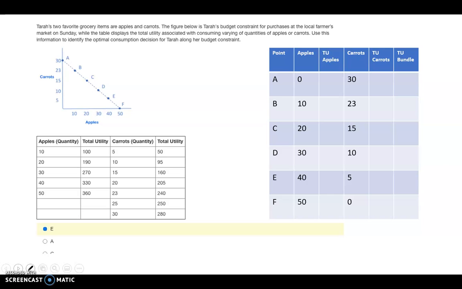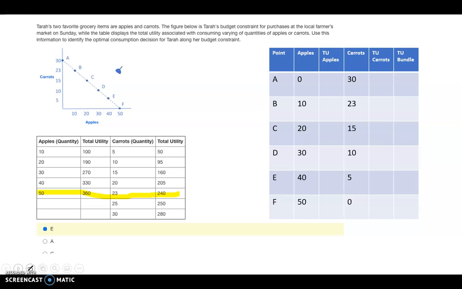And this is where I think a lot of students are going to get lost. If you're just looking at the table, then you're going to think the highest utility is going to be 50 apples and 23 carrots, which of course it would be. But remember that that's not a feasible bundle. It's beyond our budget constraint. 50 apples, 23 carrots would be like here, and that would be unaffordable.